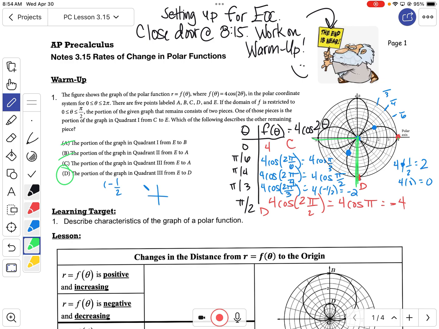Don't panic, right? These are not heavily weighted on the exam, so they'll be there, but they won't be in free response, which is good news, okay? And once we finish this, I'll give you your practice test back so you can see it.